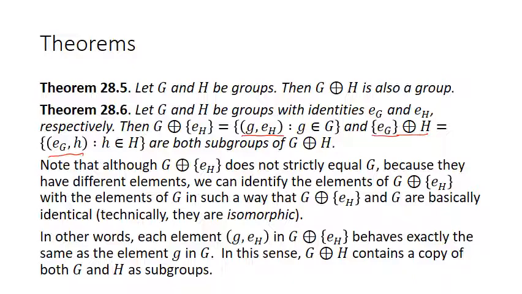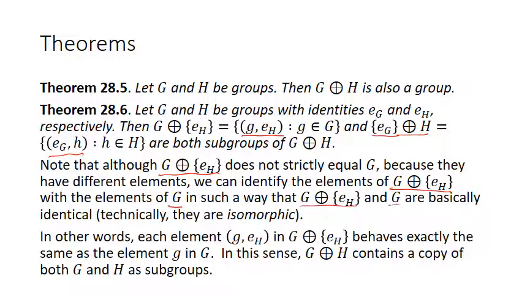So note that even though this external direct product of G with the identity from H doesn't exactly equal G, because they have different elements, one of them has ordered pairs and one just has regular elements, we can actually identify the elements of this external direct product with the elements of G in such a way that these two things actually are basically the same.